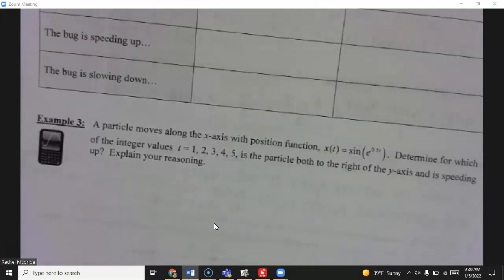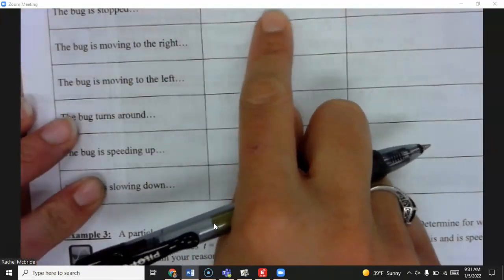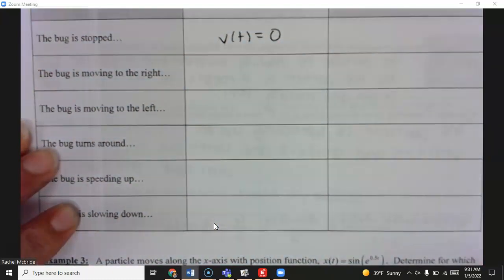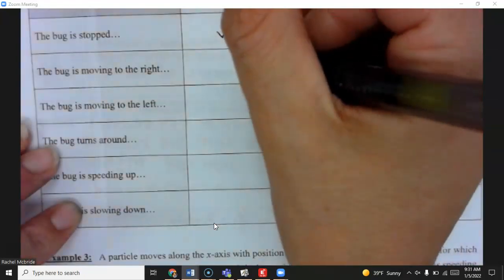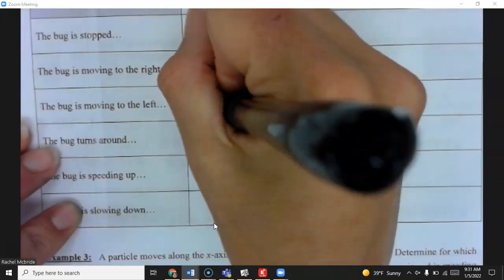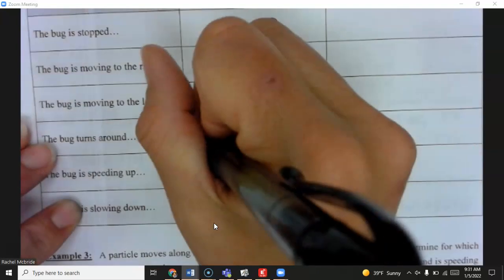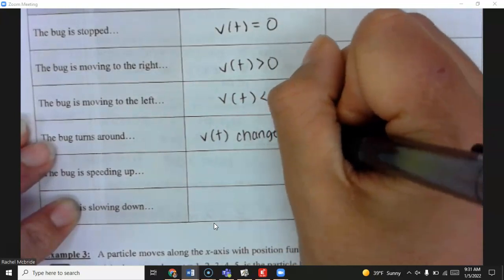All right. So let's fill out this chart real quick. If the bug is stopped, that tells us what? Velocity is 0. Perfect. If the bug is moving to the right, that tells me velocity is positive. If the bug is moving to the left, velocity is negative. If the bug turns around, velocity changes sign and equals 0. That's implied. Yep.